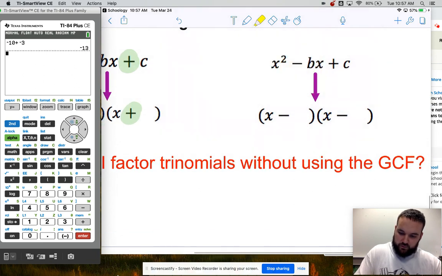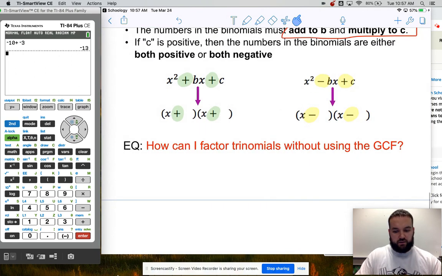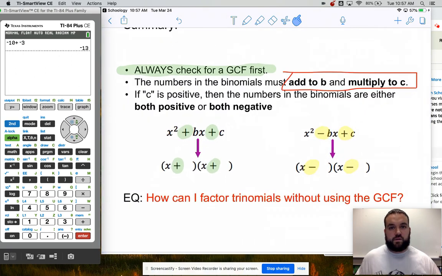If the b value is negative, but I have a positive c value, then I need an x minus and x minus, meaning 2 negative numbers. That'll do it for the first video. Hopefully it wasn't too bad and it's starting to make sense because we will build on it going from here.